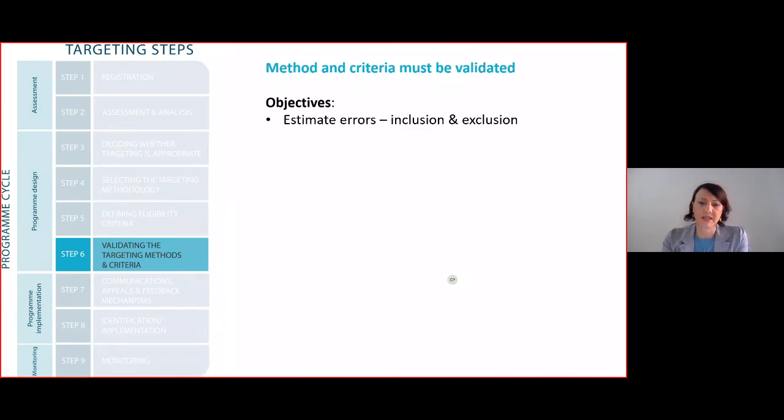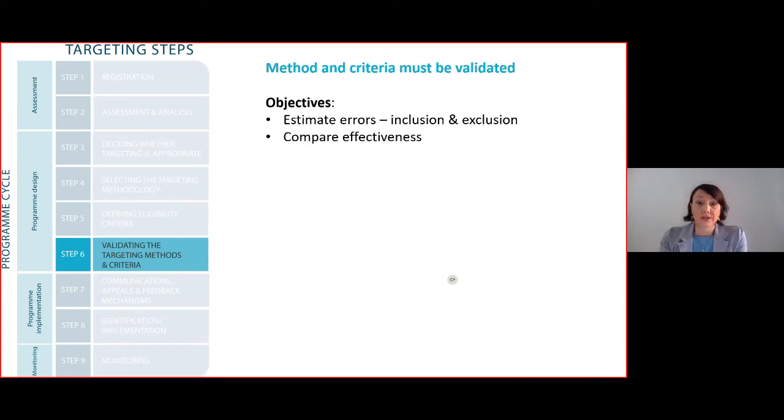And this can be estimated in the design phase, when we are drafting the targeting approach, but also in the implementation phase. So when we roll out the targeting, we should check again the inclusion and exclusion errors through a verification exercise, for example.